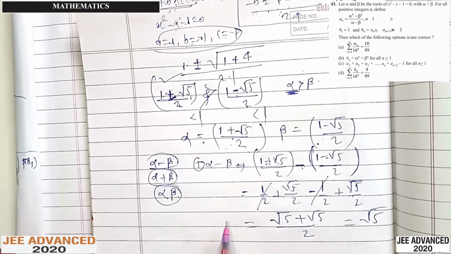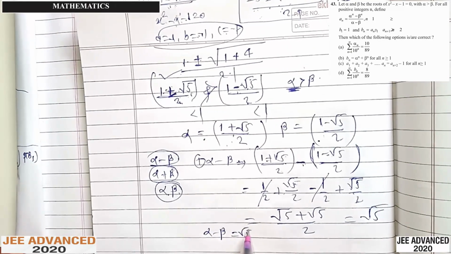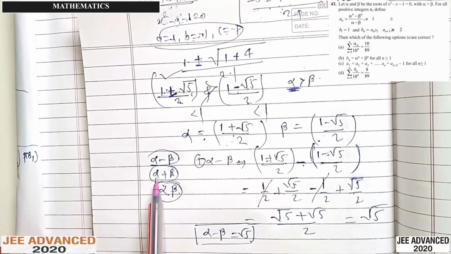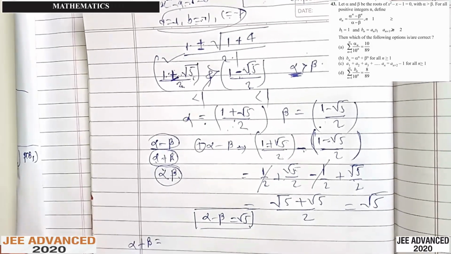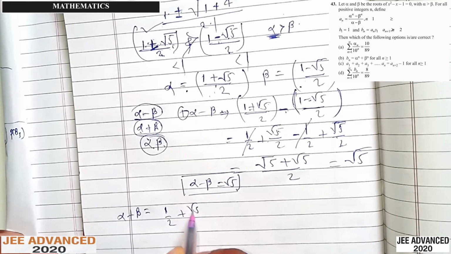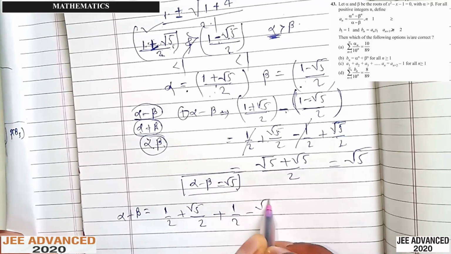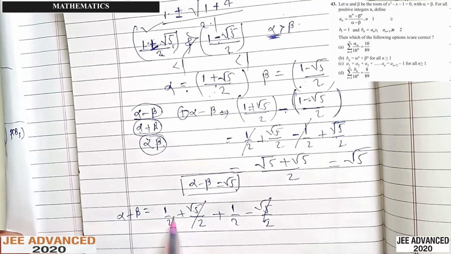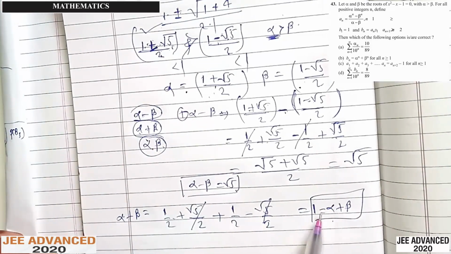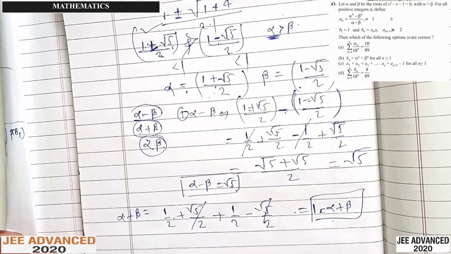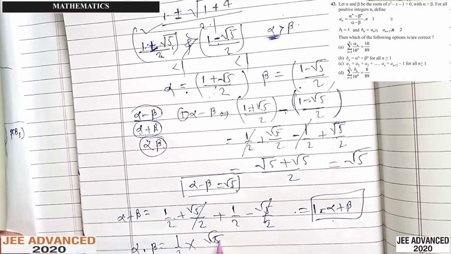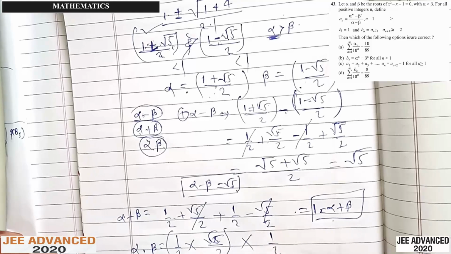So I got the value for alpha minus beta, root 5. I hope you all have understood this, just easy calculations. Now go for alpha plus beta. Just go for the addition: 1 by 2 plus root 5 by 2 plus 1 by 2 minus root 5 by 2. The root 5 terms get cancelled, and 1 by 2 plus 1 by 2 is 1. So alpha plus beta is equal to 1, and alpha minus beta is root 5. Now alpha multiplied by beta: 1 by 2 plus root 5 by 2 multiplied by 1 by 2 minus root 5 by 2.